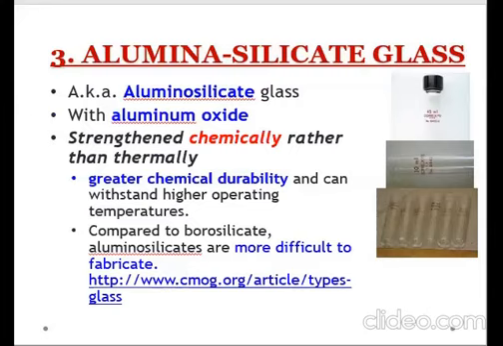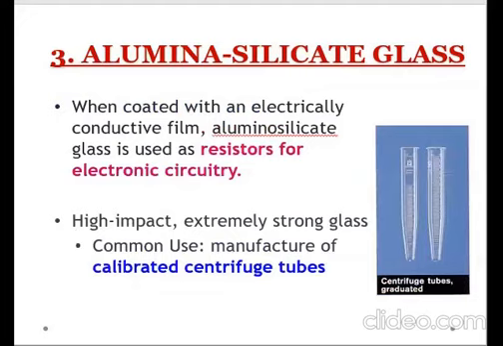Okay? So, saan po natin pwede makita yung mga alumina silicate na glass? Okay? First things first, pwede po natin siya makita. Unahin na lang muna natin itong calibrated centrifuge tubes. No? So, pwede natin siya makita dito. Another one, pwede din natin makita yung alumina silicate glass sa ating tinatawag na resistors. So, ano po itong resistors? I hope na-encounter nyo ito sa physics.